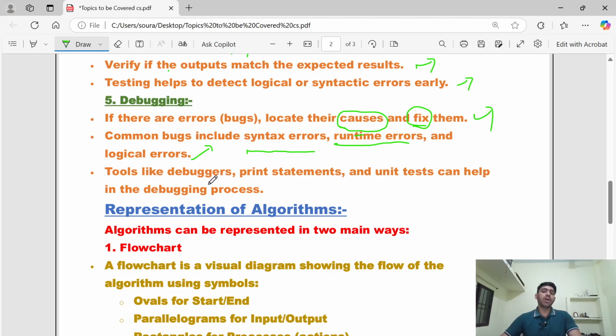Tools like debuggers, print statements and unit tests can help in the debugging process. Remember that. Debugger tools, print statements, unit tests, these are the different tools we use for the process of debugging. Clear? For debugging we need to use these. Okay.